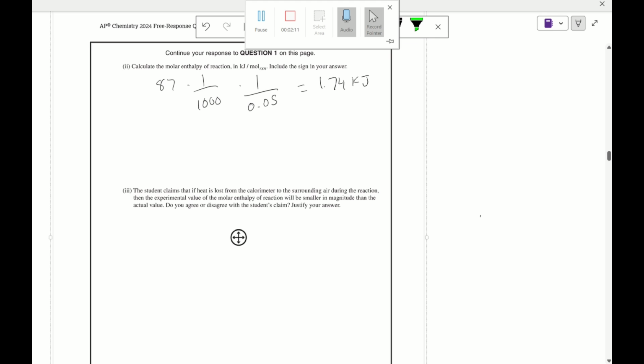And then basically this one would be disagree, because just because the heat is being lost in the surroundings doesn't mean that the reaction is producing less heat or enthalpy.